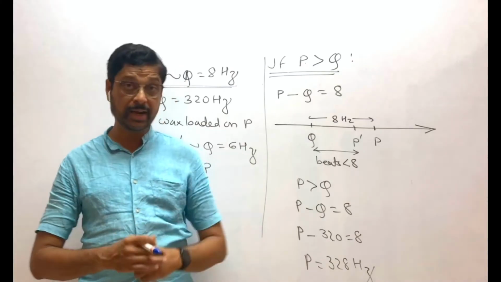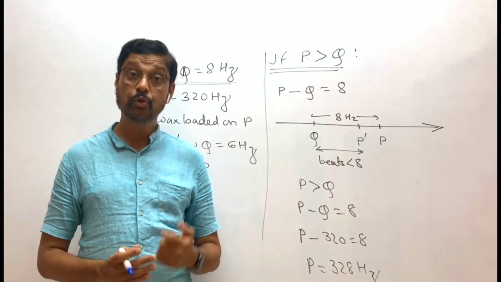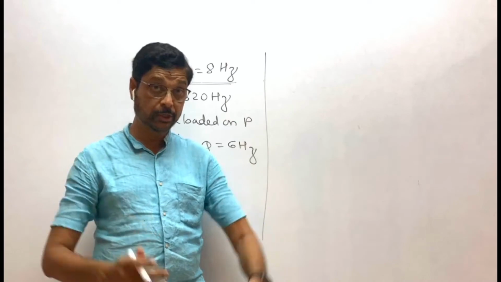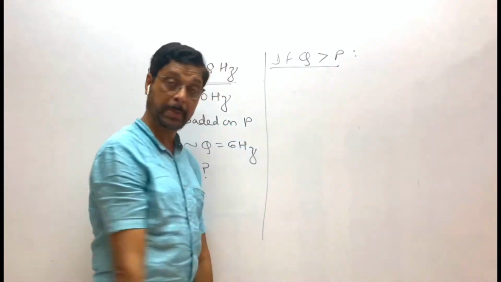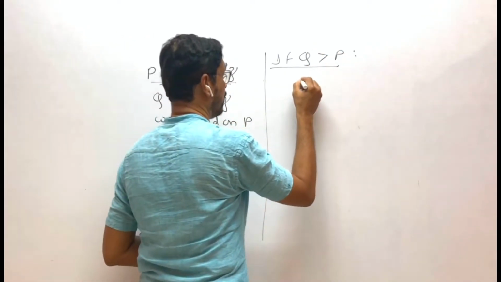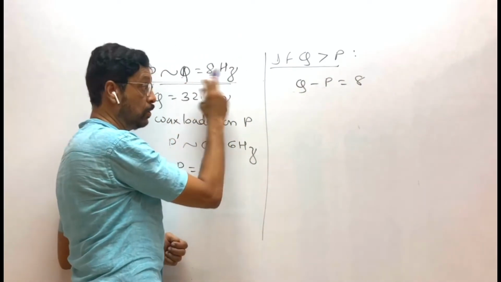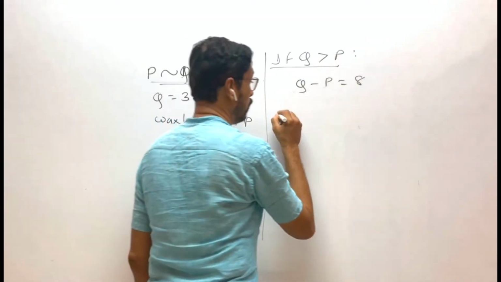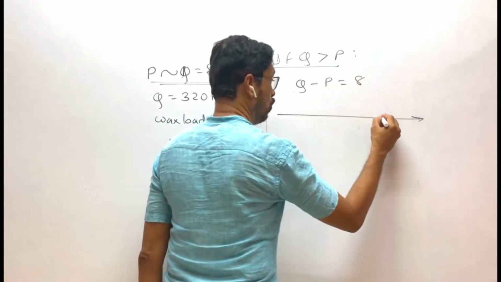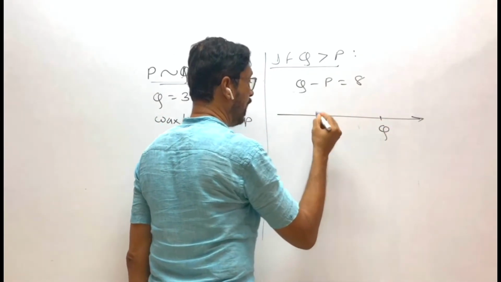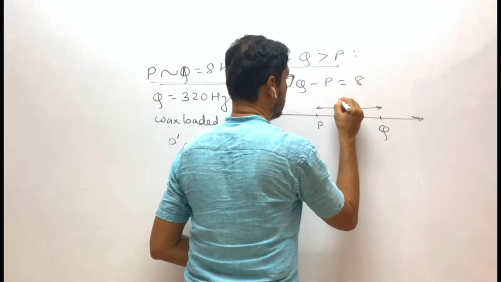आप इसके उलट अगर assume करते, अगर आप ऐसे assume करते कि Q is greater than P, तो क्या होता? Suppose you assume that Q is greater than P, then Q minus P is equal to 8 hertz. Q is greater than P, so Q minus P will be equal to 8. You draw the number line. Now Q is greater, तो Q होगा right में और P होगा left में, और उनका डिफरेंस कितना है? Their difference is 8 hertz.